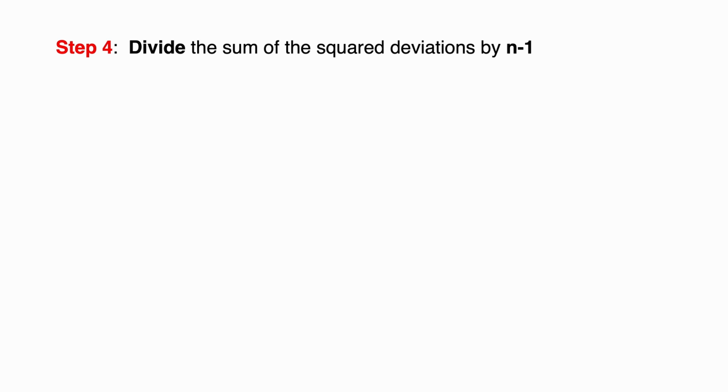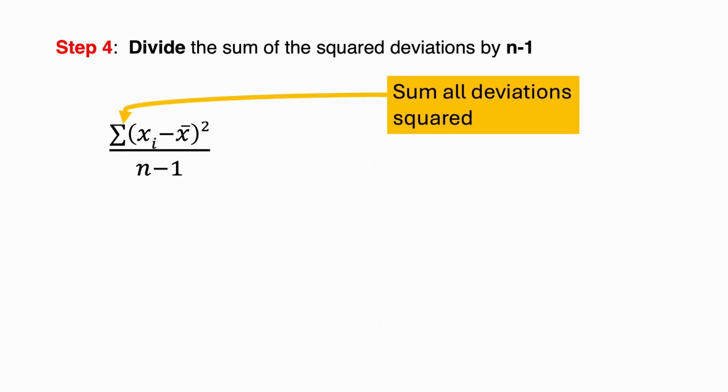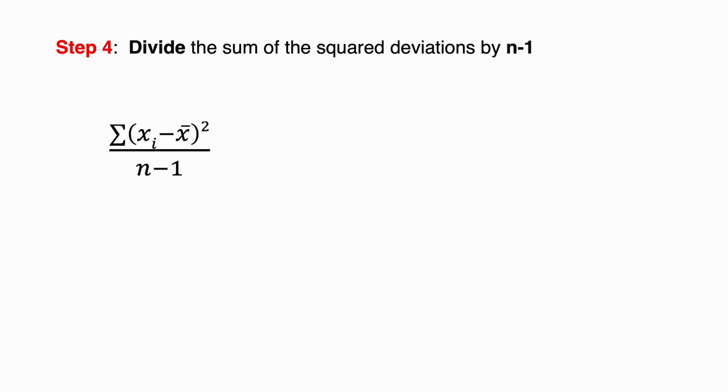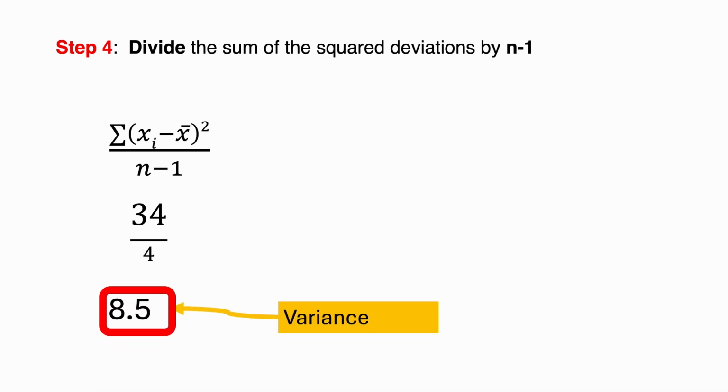The fourth step is to divide the sum of squared deviations by n minus 1. Here is the formula for that. So this is simply saying sum all deviations squared and divide by n minus 1. n minus 1 here stands for number of data points minus 1, or sample size minus 1. We already know the sum of squared deviations. It is 34. We divide by n minus 1 because our n is 5. 5 minus 1 would be 4. Therefore, the value we get is 8.5. And this value is actually called the variance.